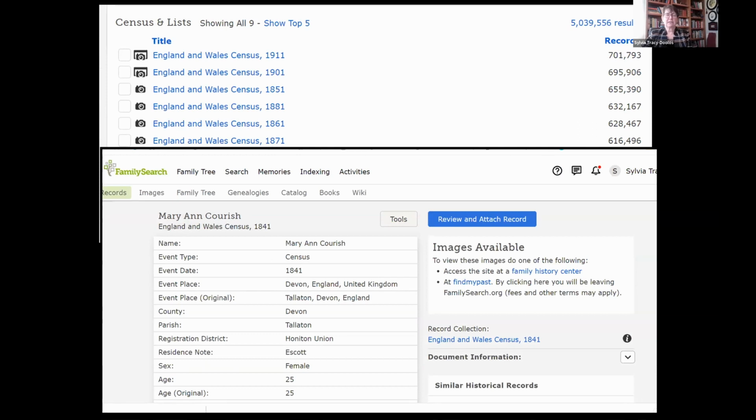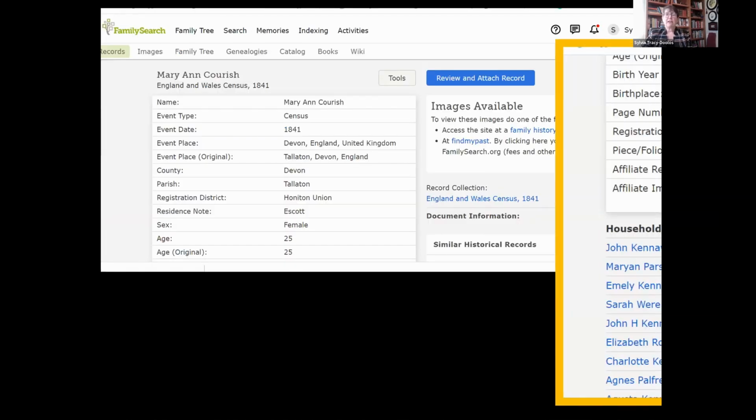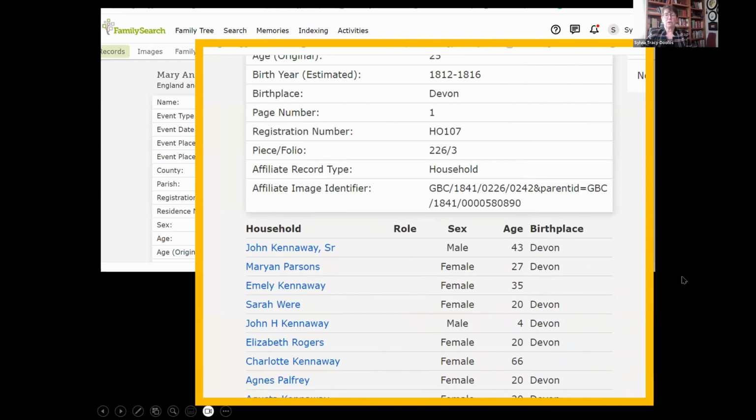So this is just a random Marianne Corish. She's in the 1841 England and Wales census. And we find her in this household. And I didn't list everybody because they've got a whole lot of people in this household. But this is the Kennaway family, ultimately. And they're recorded here, listed in the order that they appeared in the census.